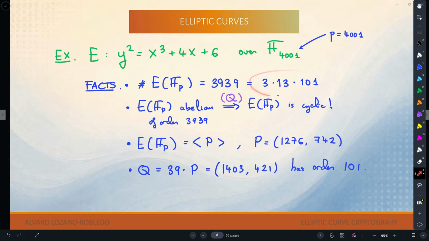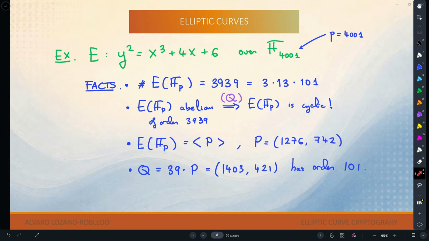It factors, that number factors as 3 times 13 times 101. We know that the group of points on an elliptic curve is actually an abelian group. And do you know why is that cyclic automatically? It doesn't have to be cyclic. These groups are not cyclic in general, but it is cyclic in this case. Do you know why?